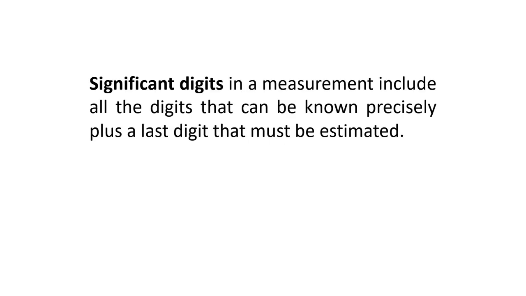Which brings me to significant digits. Significant digits in a measurement include all the digits that can be known. So like if it's a balance, maybe 25.6 grams are for sure. And then that last digit's kind of flashing between 8 and 9 and 7 and all that. Then that's your last digit that must be estimated. So that's an estimated digit.